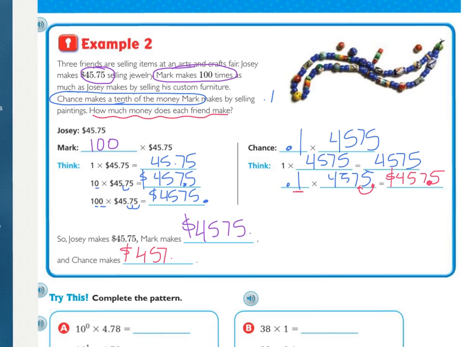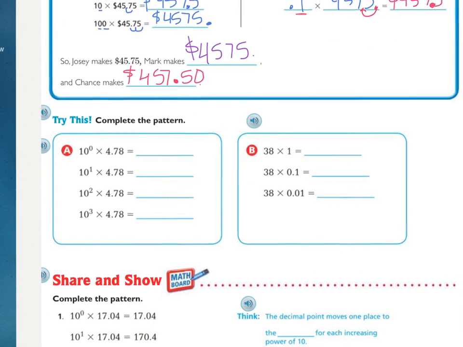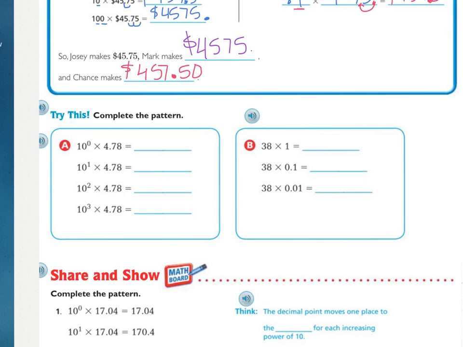So 457, and it's money, so we have to have 2 decimal places, 50 cents. So that's something to think about when you're writing your answers. If you do have a decimal and you're talking about money, you need to make sure that you have the 2 written. So now we're on complete this.